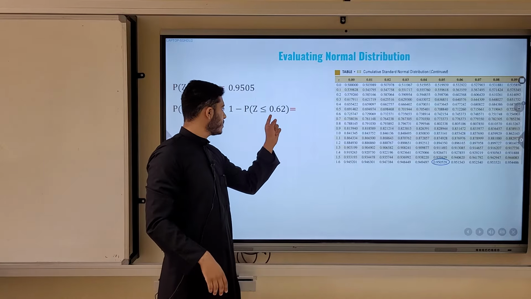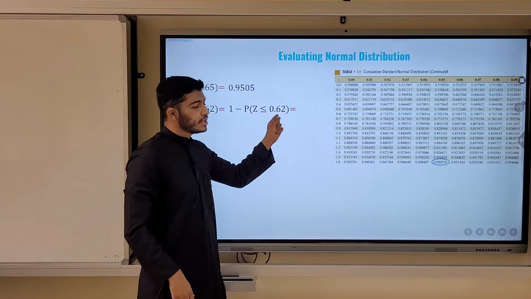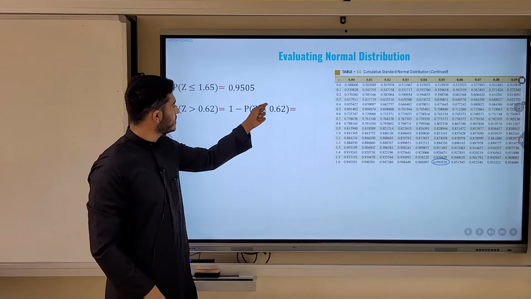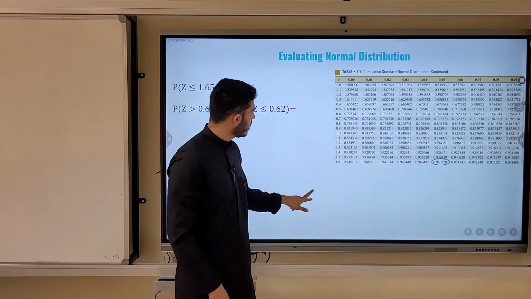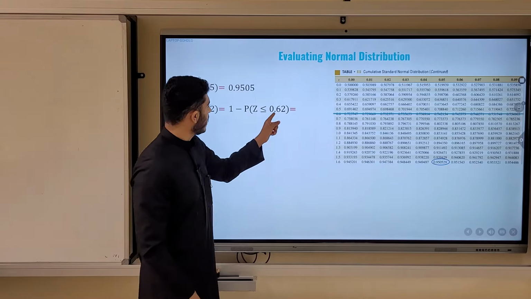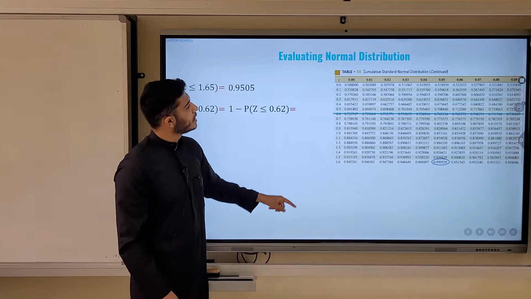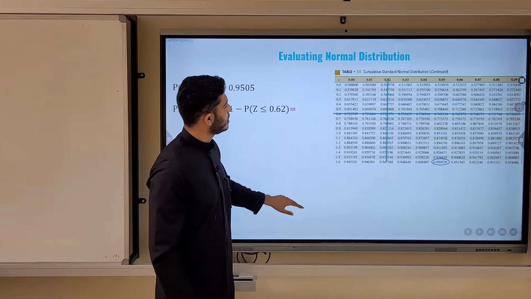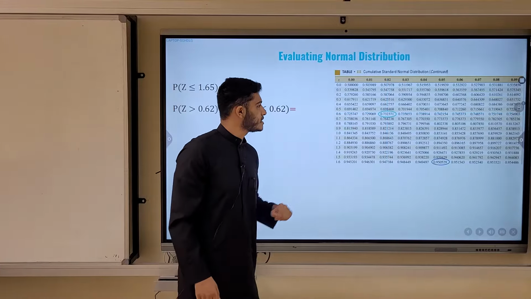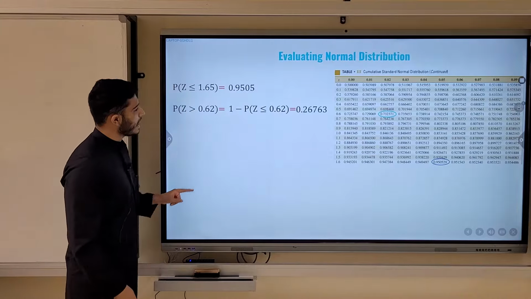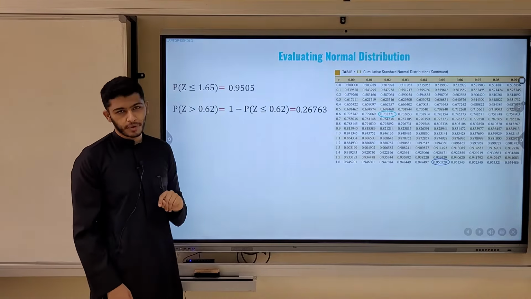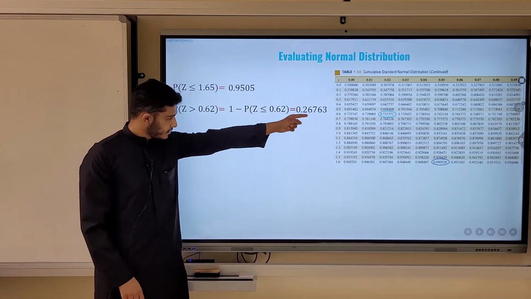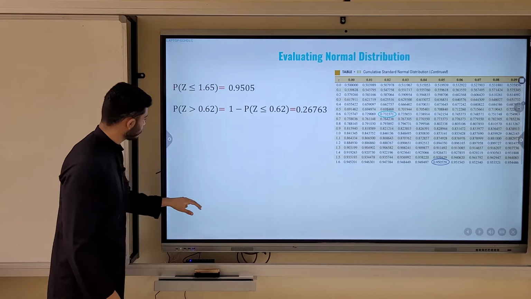How do we evaluate? The first digit and the first digit after the decimal, 0.6. So find 0.6 here. Here it is. There is 0.6. The last digit, 0.02. Look for it. It's there. So it's going to be like this. The intersection of them is this value here, and this is going to be the answer after you subtract it from 1. So 1 minus this value here is going to give you the answer.